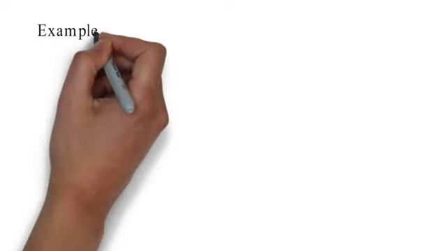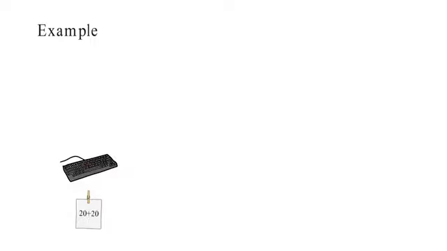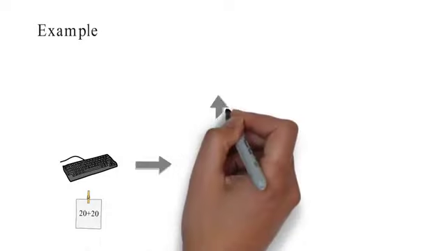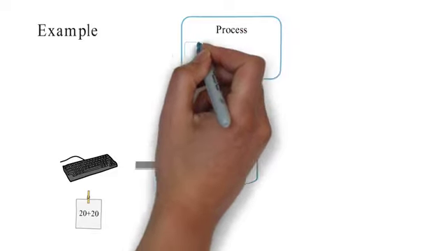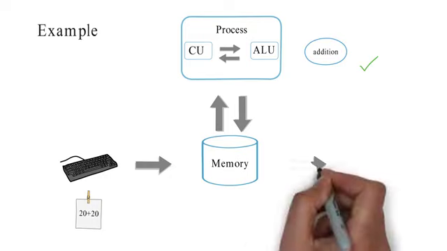Let's understand von Neumann architecture with example. We enter 20 plus 20 through keyboard. The data is stored in the memory called RAM and ready to process. The control unit fetch the command and checks which operation is to be performed. If it is arithmetic operation, the CU command to the ALU for operation. ALU perform the addition and send back the result to the CU. CU store the result in memory and display it through output device.